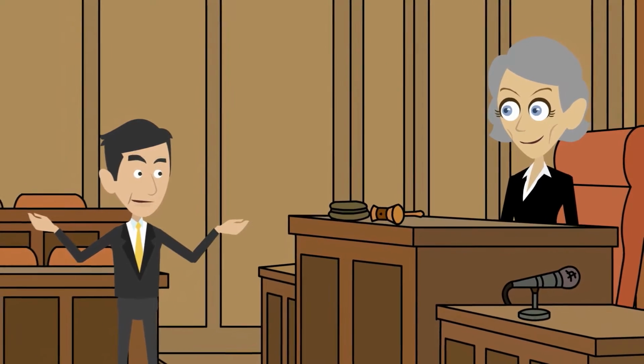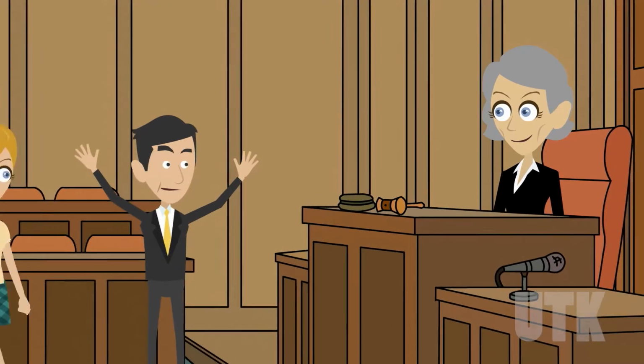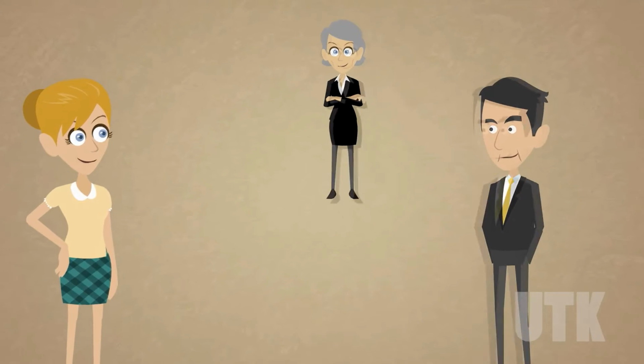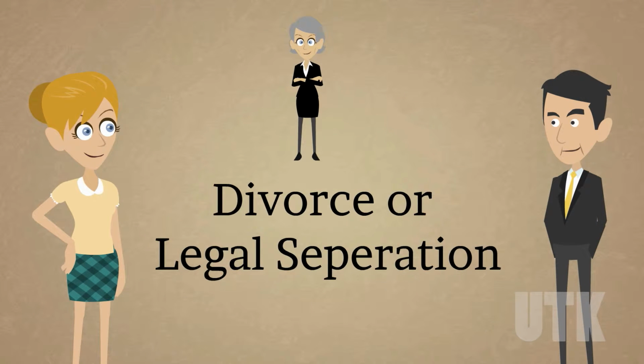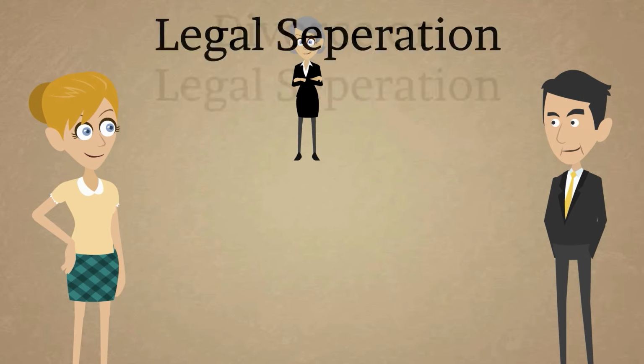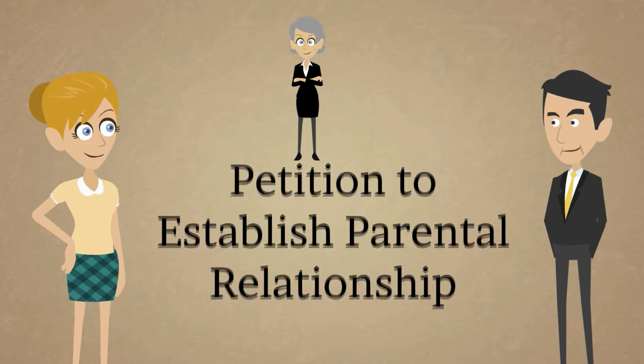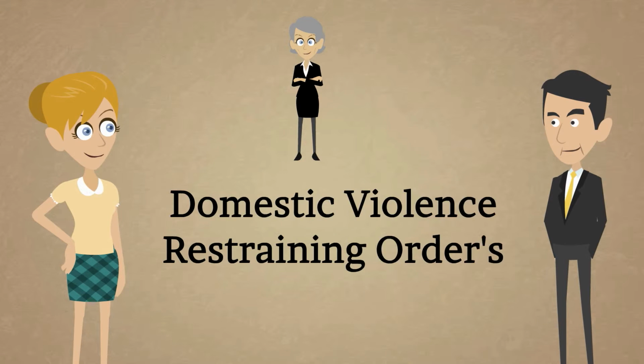Types of cases in which child support is requested. Either parent can ask the family law judge to make a child support order as part of the following family law situations: divorce or legal separation, for parents who are married or in a registered domestic partnership; petition to establish parental relationship for unmarried parents; and finally, domestic violence restraining orders for married or unmarried parties.